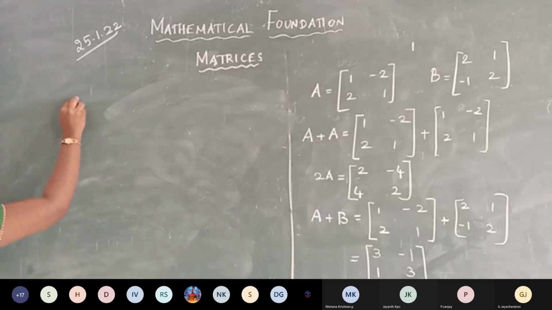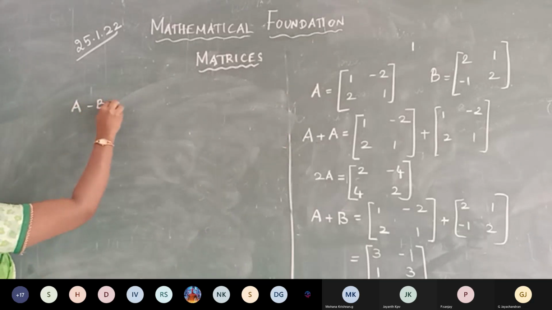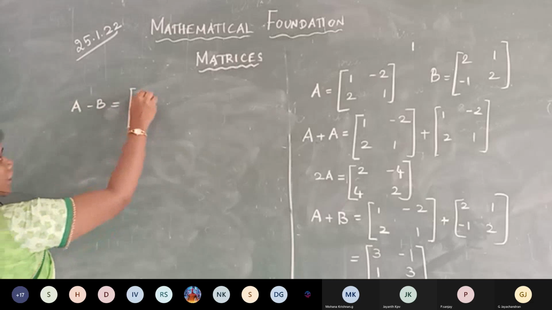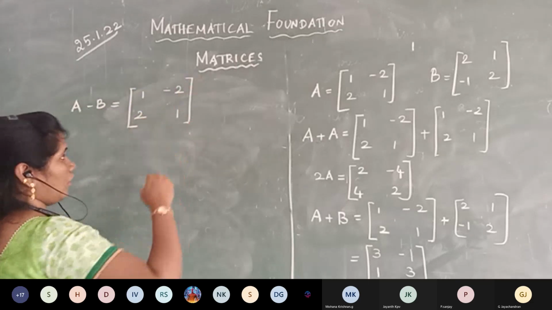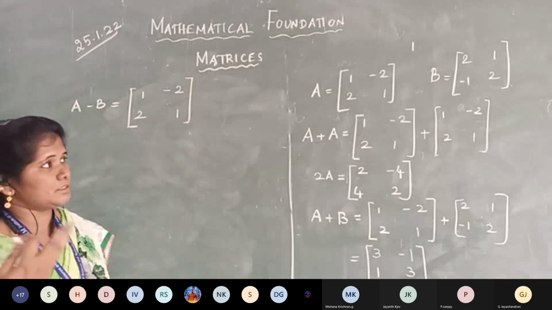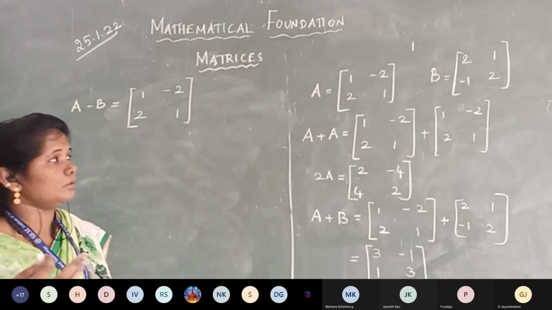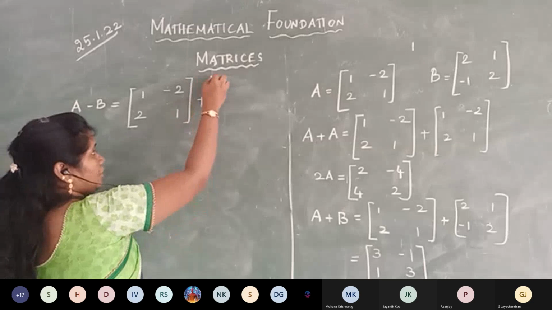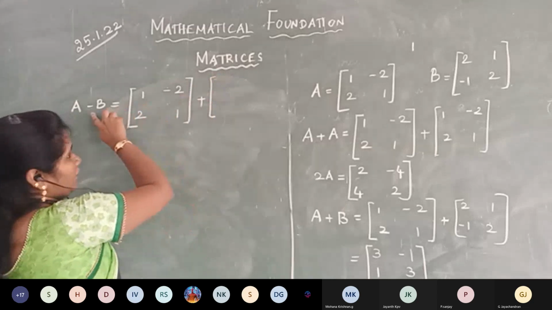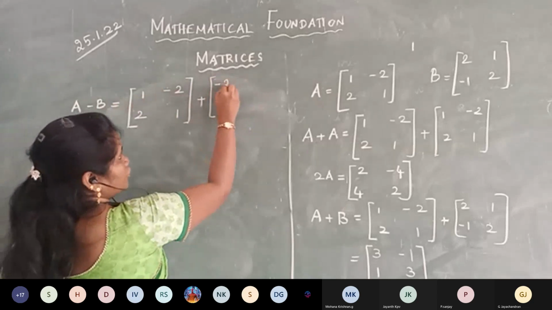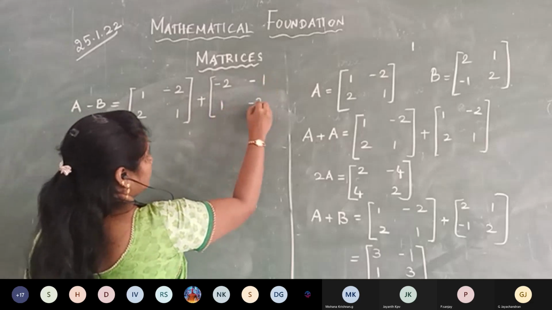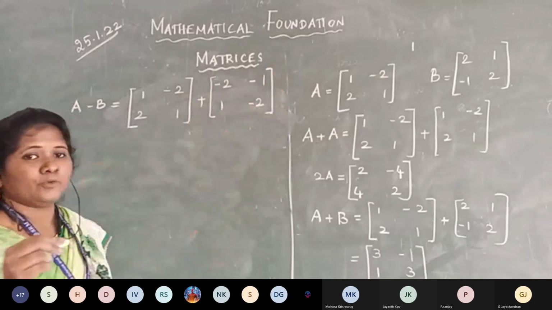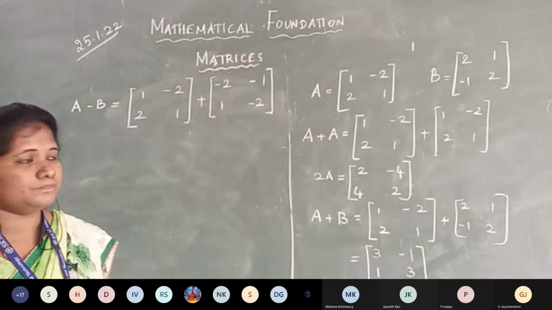So for your subtraction, a minus b. For your a minus b, it will be 1 minus 2, 2, 1. And what you do is multiply this minus inside so that it will be easy for you. Otherwise, it will be confusing. So we put this plus itself. I'm multiplying this minus inside, so it will be minus 2, minus 1, 1, and minus 2. Okay, I put that minus sign inside.